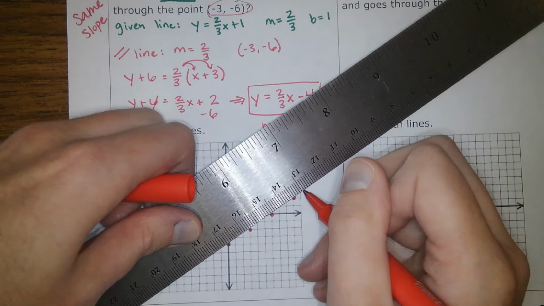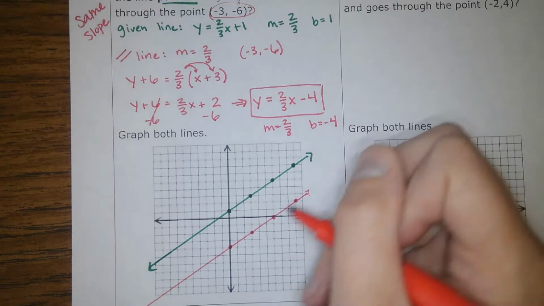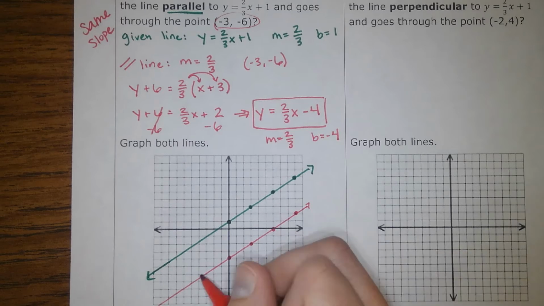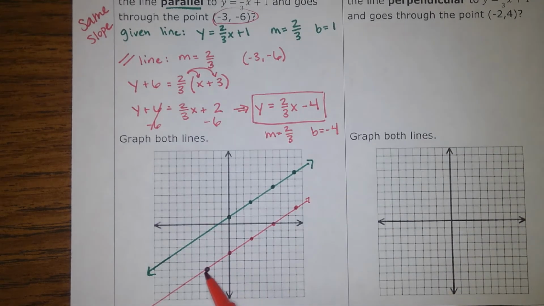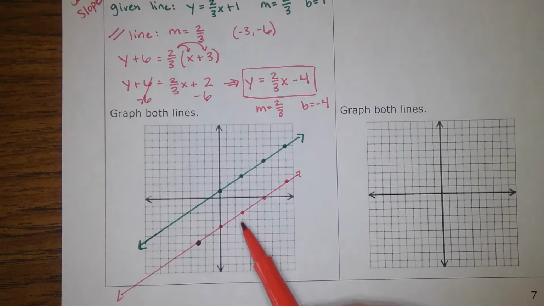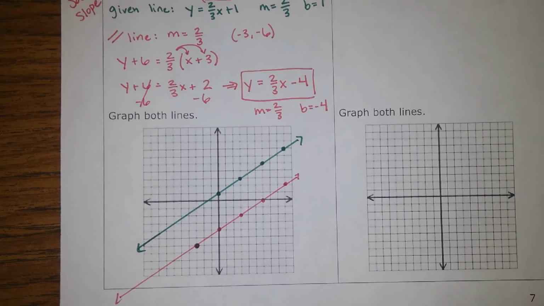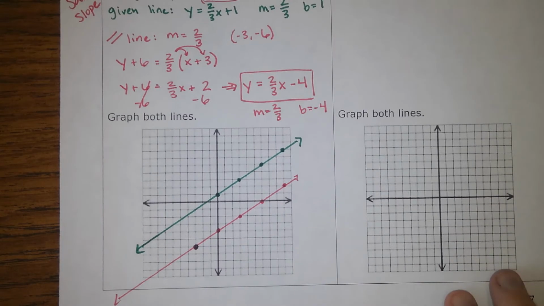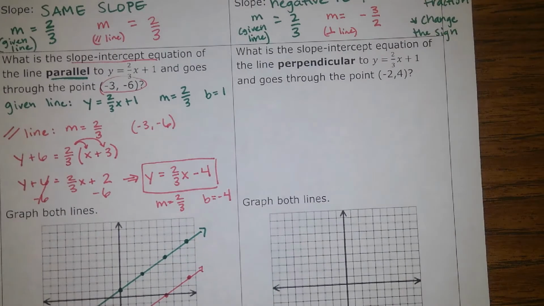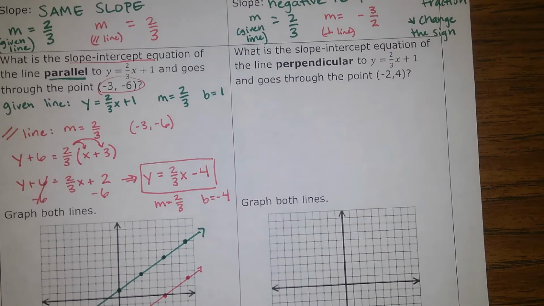Now, what I want you guys to remember is we were given a point, right, of -3, -6. And look at that, our line goes perfectly through that point. So this would be the graph of those 2 parallel lines, okay? So now we're going to jump over and do a perpendicular line. Now for the perpendicular line, we actually start with the same line.